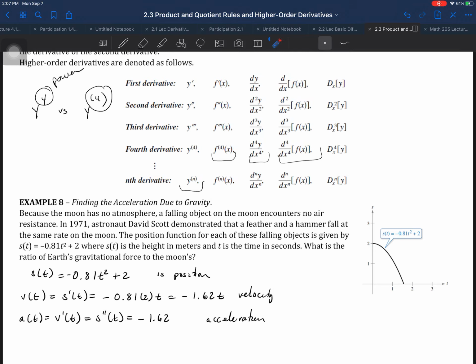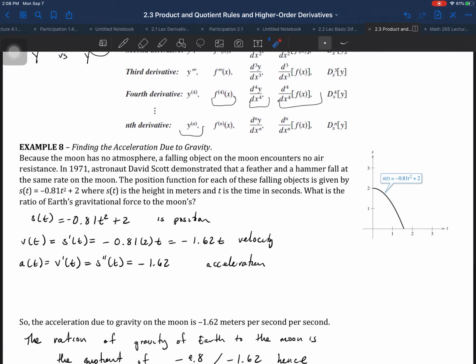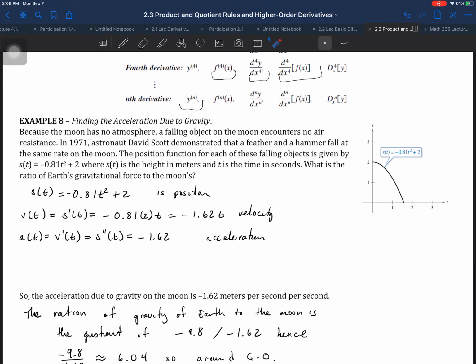But we're looking for the gravitational force, which is denoted by the acceleration. So acceleration and gravity, right? Gravity is an acceleration factor. So take the derivative of velocity, and that will give you acceleration, which means the second derivative of the position. So the derivative of the derivative: we take the derivative of negative 1.62 times t. The constant carries over, and then you ask yourself, what's the derivative of t? It's going to be 1. So we find out that the gravitational force on the moon is negative 1.62 meters per second squared.